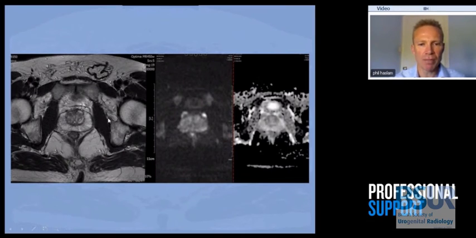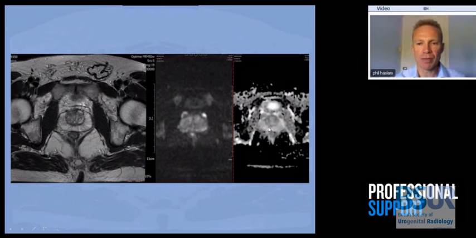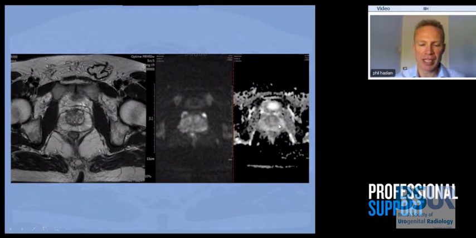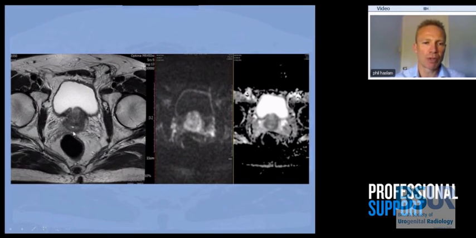Here's the peripheral zone, normal peripheral zone and transitional zone, normal on this slice on the ADC map. When we come up towards the base, there's the compressed central zone, slightly higher, but it's low on the ADC map. So that could make you think this is tumour if you didn't recognise this.